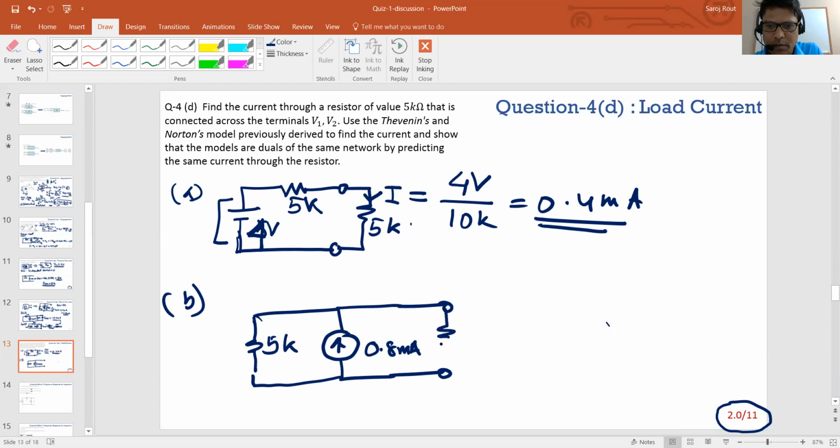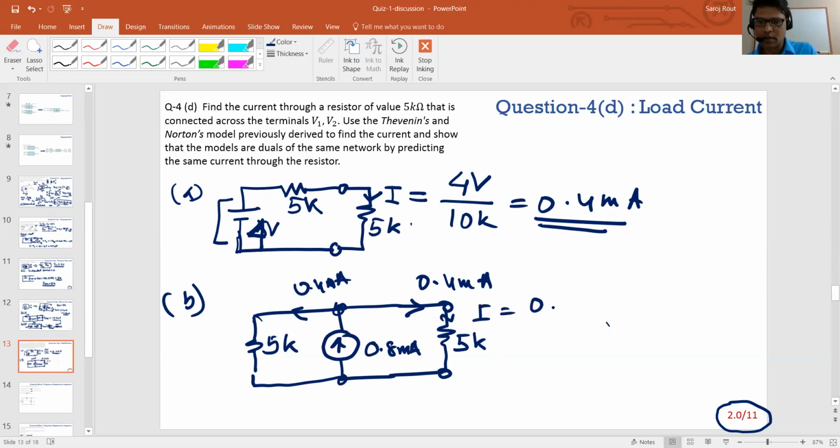And so if I put a 5K resistor here, again, this is pretty simple because I have two equal resistors. That means there will be 0.4 milliamps in this branch, 0.4 milliamps in this branch. So this I is also equal to 0.4 milliamps, right? So that's all I wanted to prove, that they're really duals of each other.